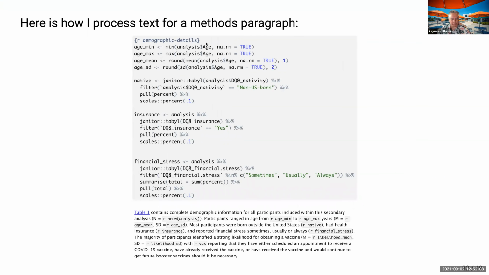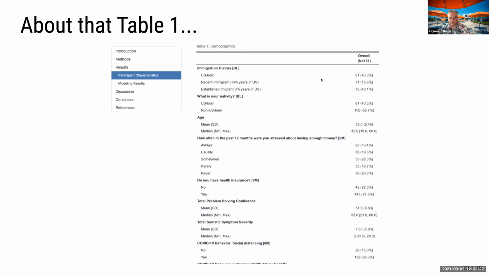Here's similar stuff for inserting the minimum age of the sample, the maximum age of the sample. I don't want to insert this in the body of the paper, so I just put a code block here, and I can do things like scale it with the percents. You'll notice here I'm using something called Janitor. I'll come back to that in a minute.